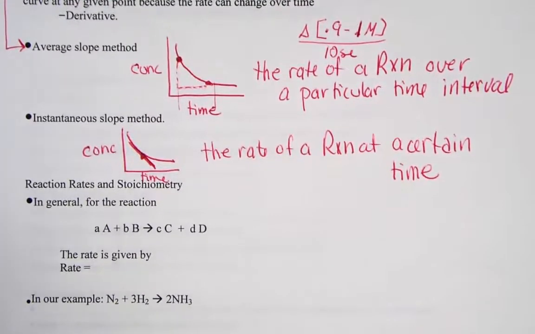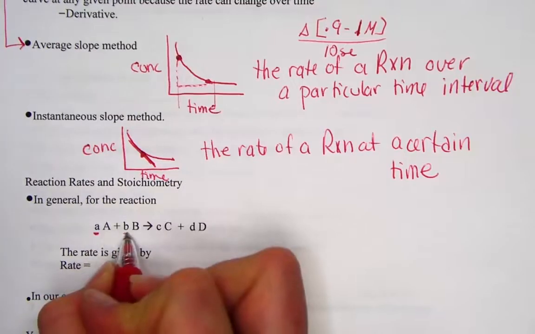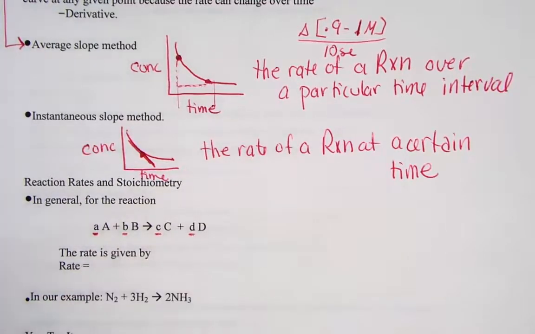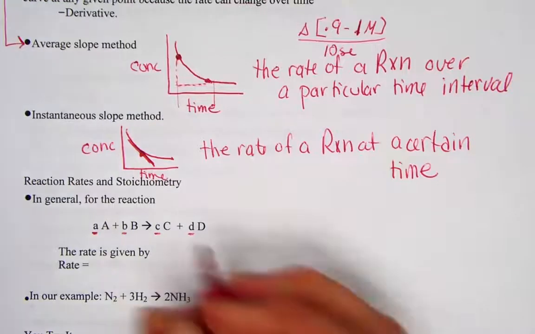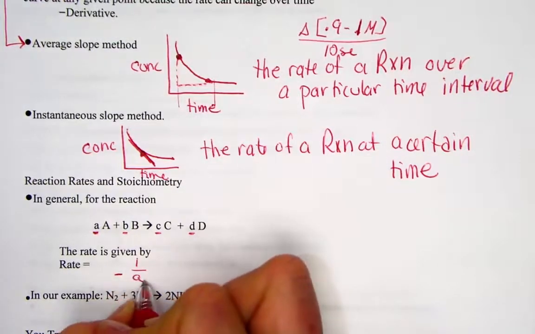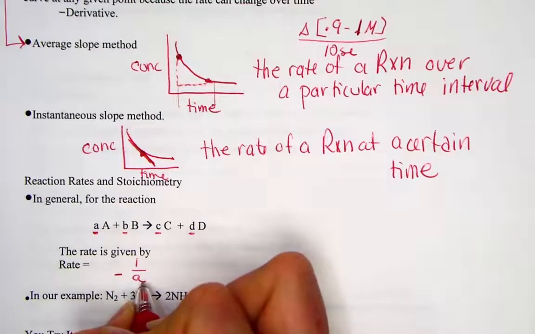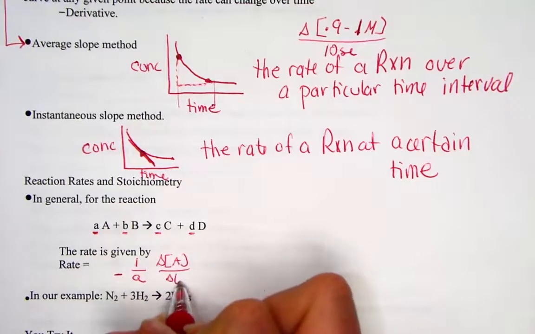Stoichiometry and reaction rates. In general, if we look at an equation with generic letters, where the little letters represent the coefficients and the capital letters represent the reactants going to products, we have reactant A with its coefficient a reacting with B to form C and D. How would we represent the rate of that equation? Well, this rate is given by, again, negative, because we are looking at reactants disappearing, the fraction 1 over a, representing the coefficient of reactant A, times the change in concentration of A over the change in time.